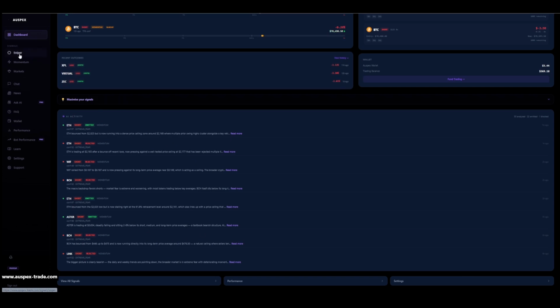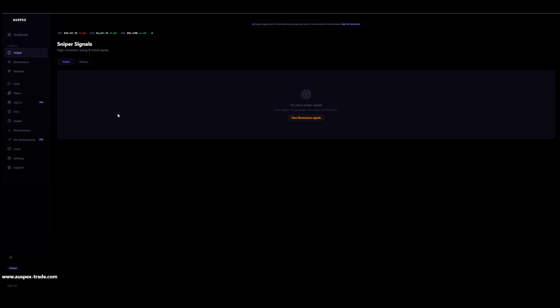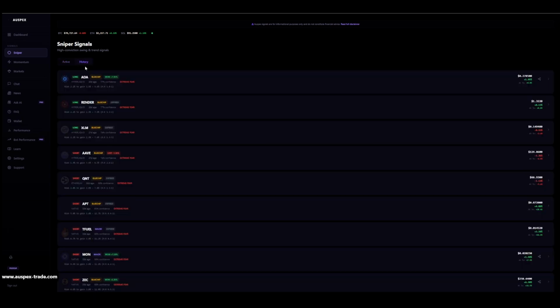Click on Sniper in the sidebar. Sniper signals are high-conviction swing and trend signals. These are longer-term opportunities that the AI identifies with strong confidence. You can toggle between active signals and history.